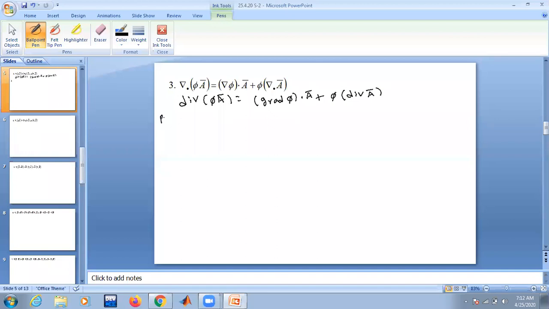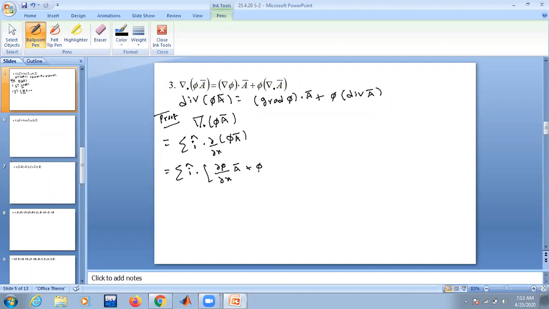So what is LHS? Del dot of phi A bar. Okay, phi A bar is a vector. Apply the definition of divergence. That is sigma i bar dot dou by dou x of vector. What is that vector? Phi A bar. Now apply the derivative formula, like the UV formula. What is the derivative of phi A bar? Dou phi by dou x into A bar plus phi into dou A bar by dou x.